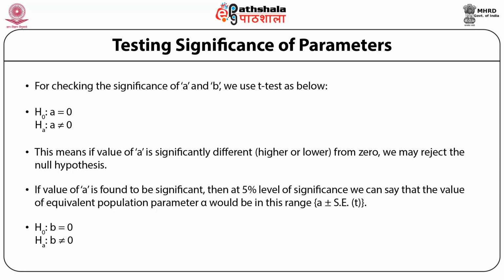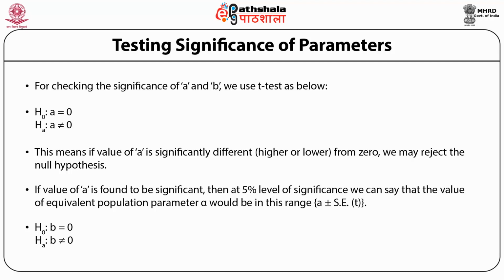For this we can use the t-test. Here we see that these values of A and B are significantly different from 0. So once we calculate the value of t using the t-test and its value is found to be significant, in that case we will assume that the parameter is significant and it must be retained in the equation.